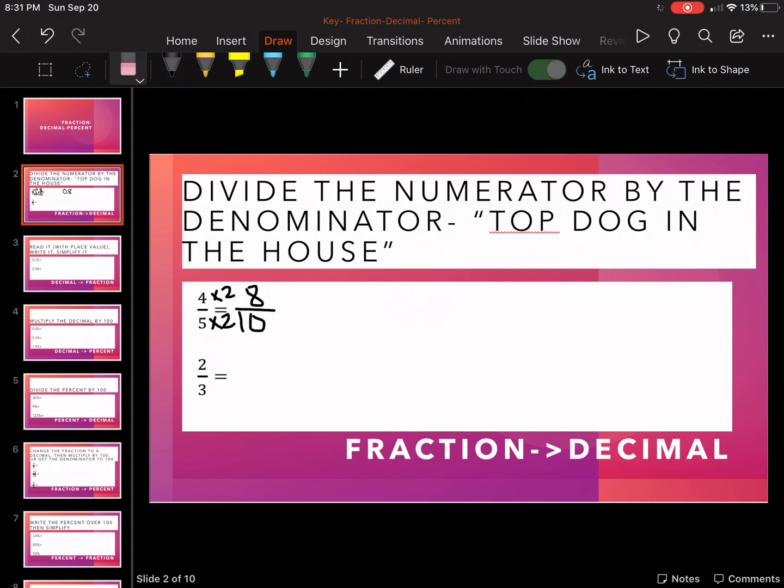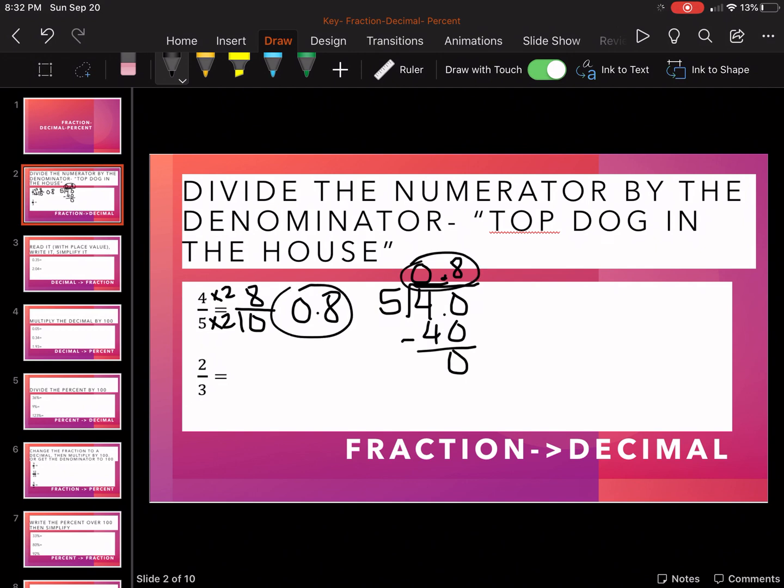Here, let me move that over closer to that. 8/10. Or if you didn't realize that, you could put 4 in the house, 5 outside. Yes, top dog in the house. You can't go 5 into 4, so you've got to go into 40, raise the roof. 5 goes into 40 8 times. So our answer is 8/10.